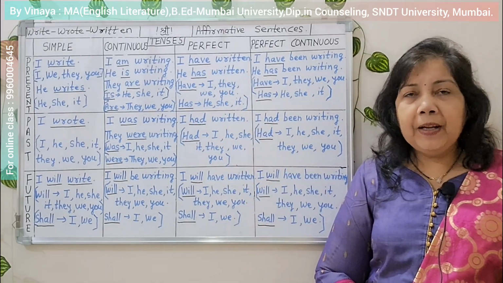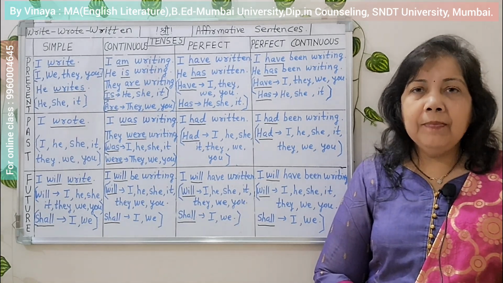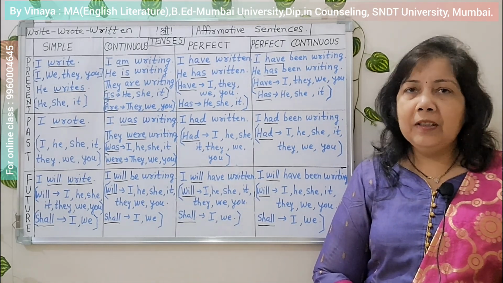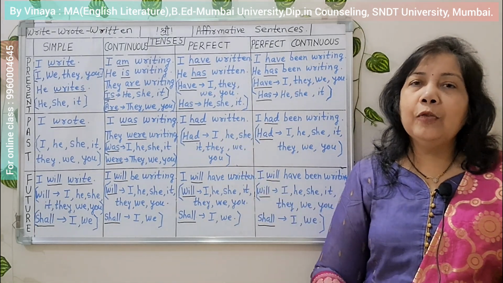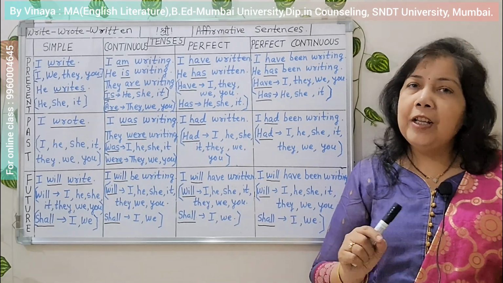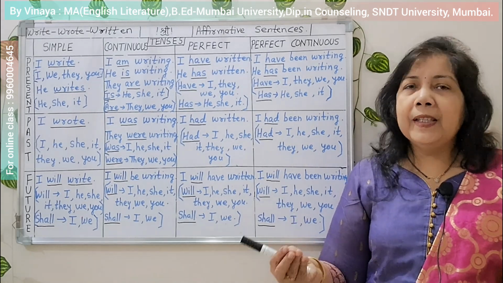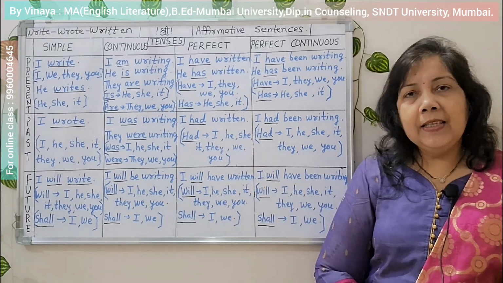Construction: subject plus has or have plus the third form of the verb, that is the past participle of the verb. When to use this tense now? When the action is over just now but in the present. The action is over just some time before, in the present. Then we use this tense.